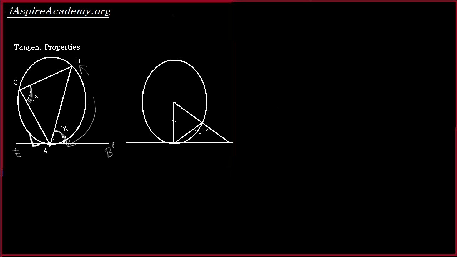Now you can also use some more properties of the inscribed angle. If this is an angle and this is the center of the circle, then this angle is 2x, meaning twice the angle at the circumference. So let's solve some simple problems with that.